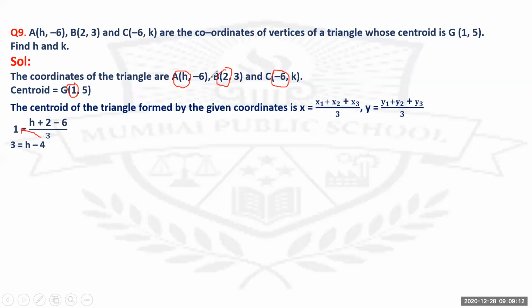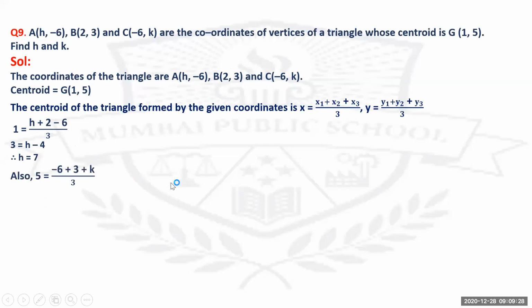Again, you're going to shift the position of minus 4. When minus 4 goes to the other side, it becomes plus 4. So therefore, the value of h equals what? The value of h equals 7.